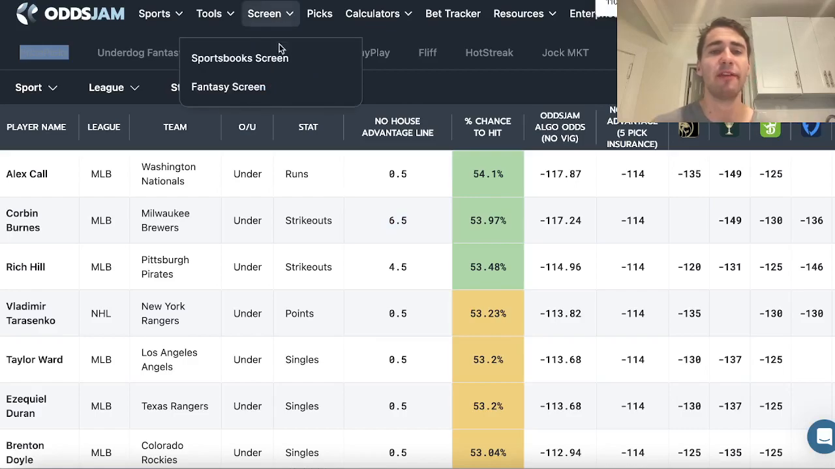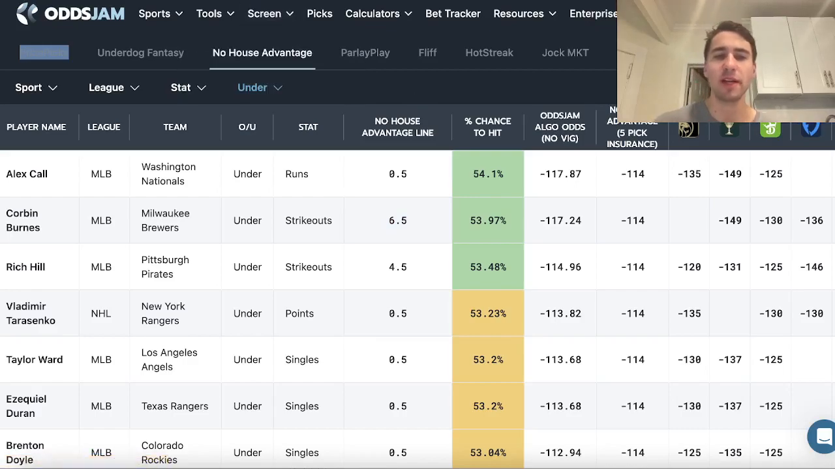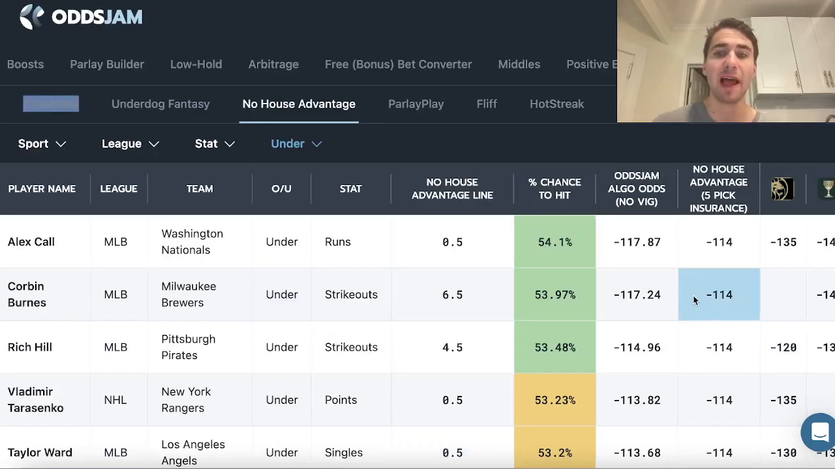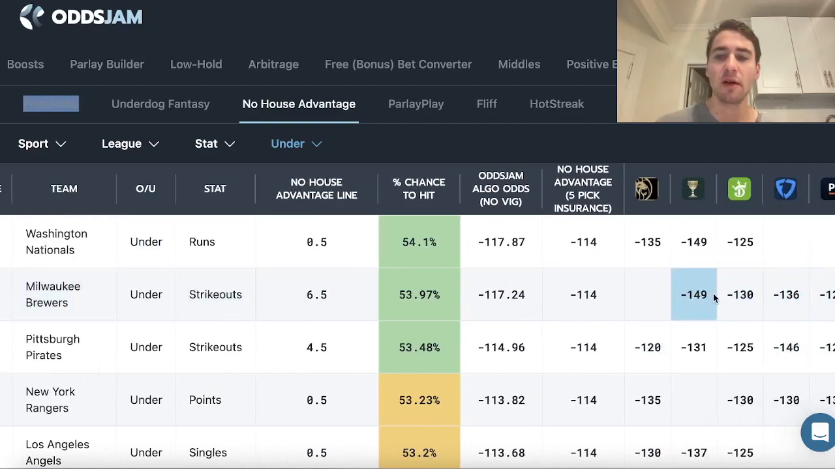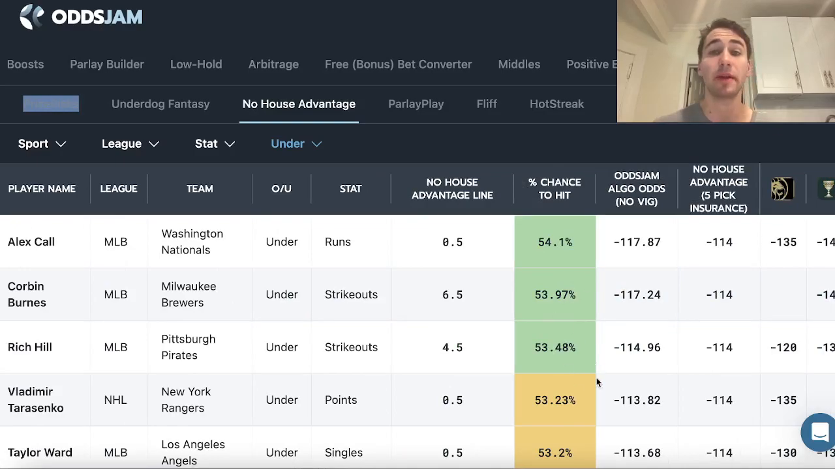So you just go here to fantasy screen, and this tool works in a pretty similar way. You're going to see there's overlap with the positive EV tool. All it's doing is using sportsbook odds, and then it tells you the win probability for your bet.